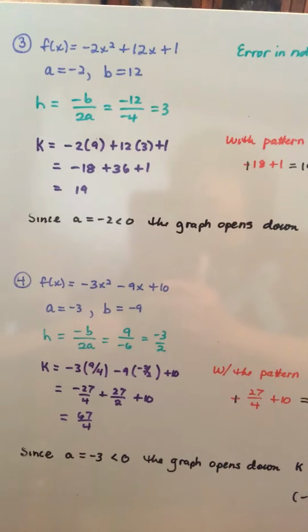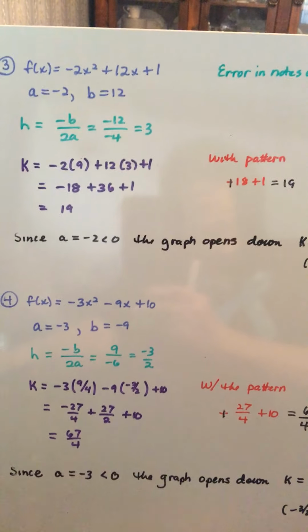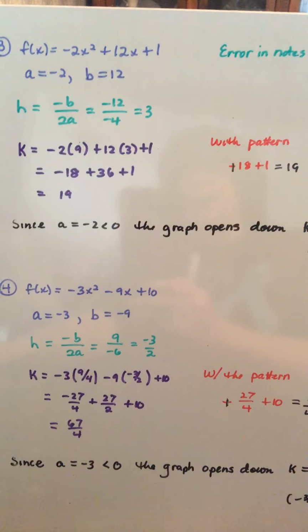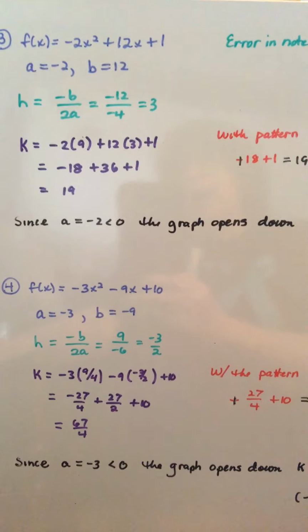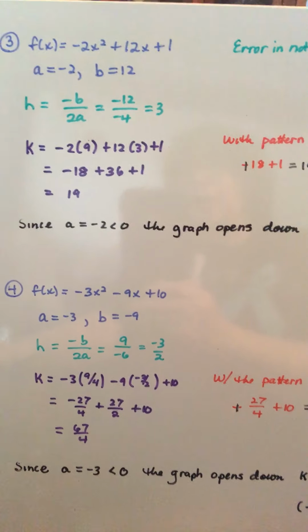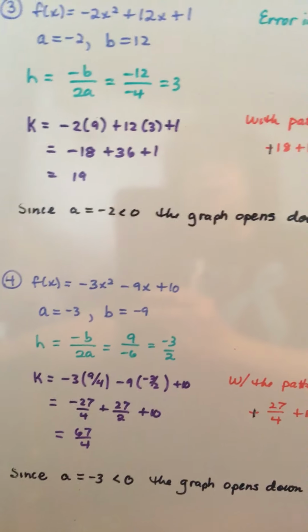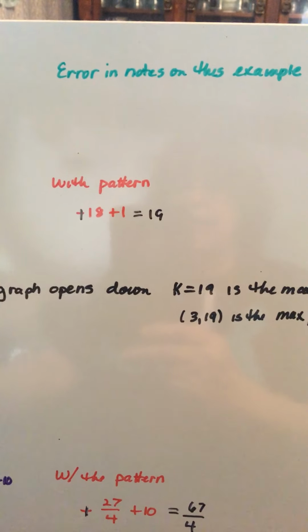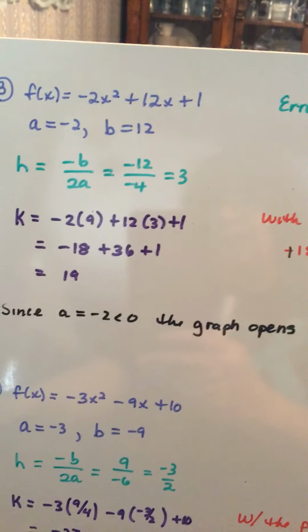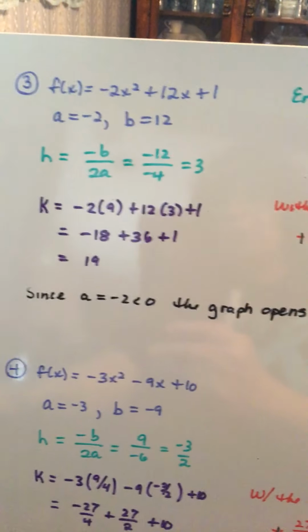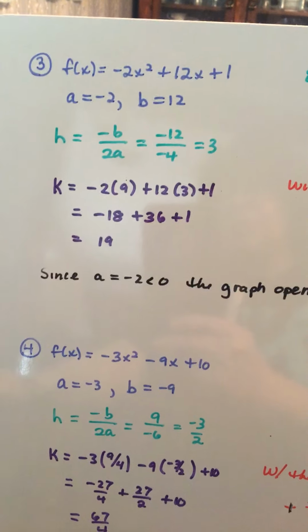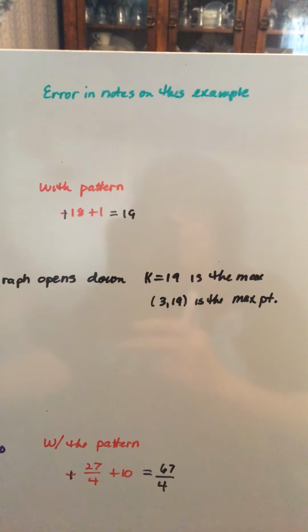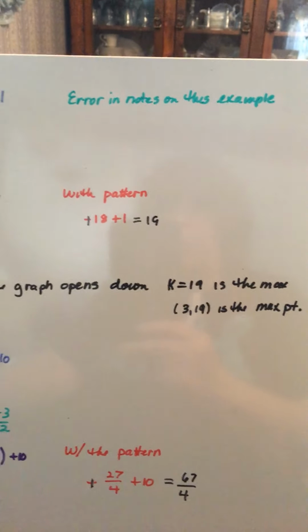So, a couple more problems. Notice this one's going to open down, so I'm going to get a max point. I find my h, I find my k. Easy enough to get 19, but notice I take the opposite of ah squared and add the 1. That saves some time for those people interested in patterns. And so I have a max of 19, and the max point is (3, 19).